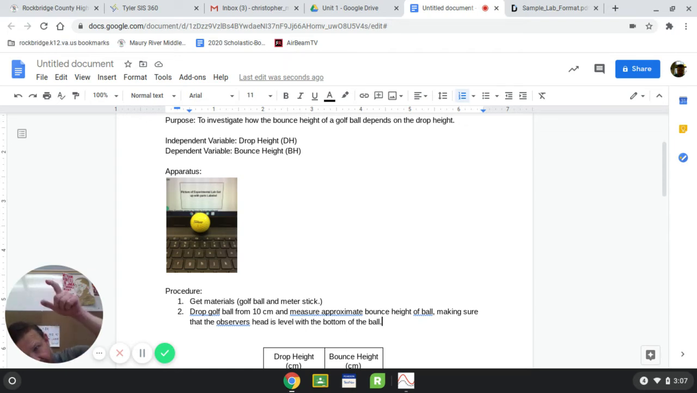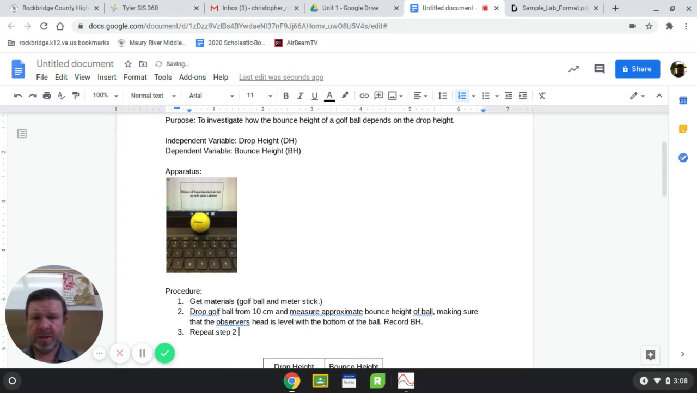I just made sure I dropped it once from each height, and then I kind of got an idea where it's going to bounce to, and then I got my head at that level, and then I dropped it again from that height, so I felt like I was at the right height, and then I looked at where the bottom of the ball was, level with the bottom of the ball. Okay, that's good. So record the bounce height. Okay. I can use this abbreviation, bounce height, because I defined it earlier. That's fine.